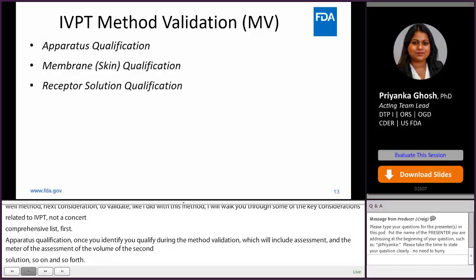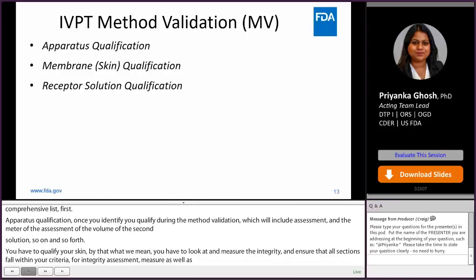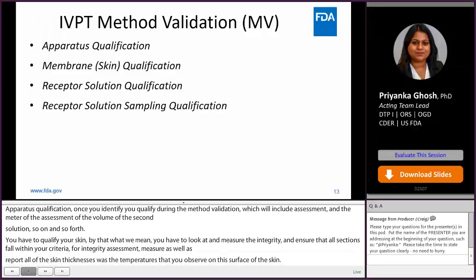For receptor solution qualification, you have to ensure that your receptor solution provides adequate solubility and stability for your analyte of interest throughout the duration of the IVPT study. And you also have to qualify the receptor solution sampling, because one key consideration for an IVPT study is that if you are not sampling from a well-mixed center of your IVPT receptor solution, because such small amounts of the active ingredient typically permeate in these IVPT studies, there may be errors in your analytical assessment that may lead to flux profiles that are not interpretable.